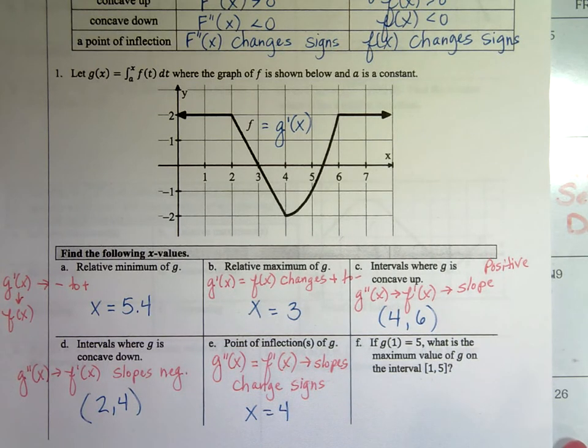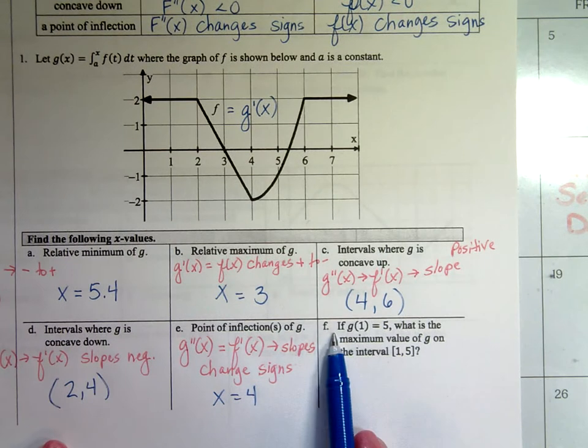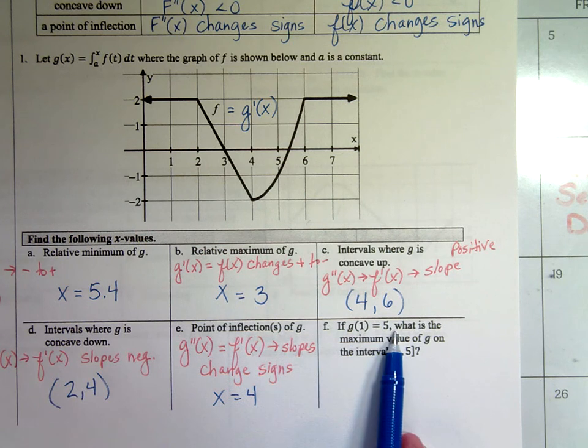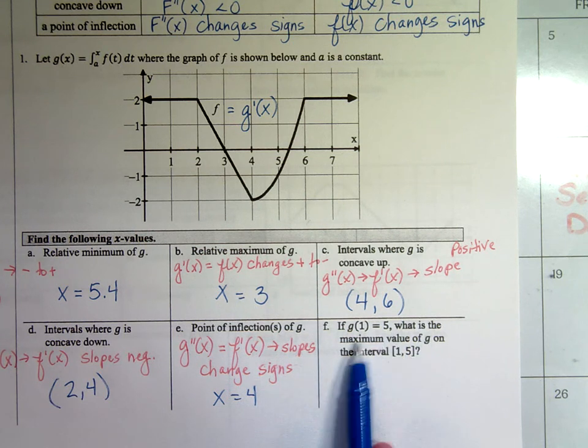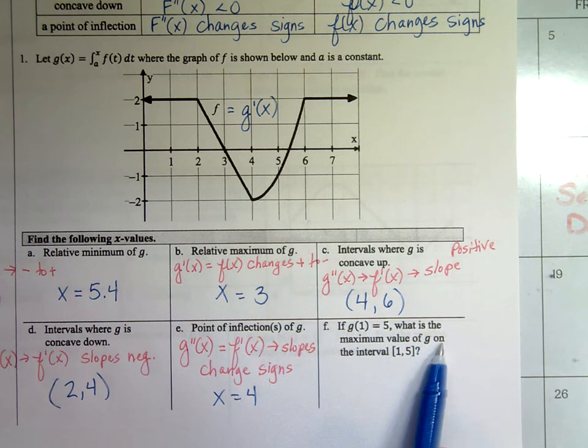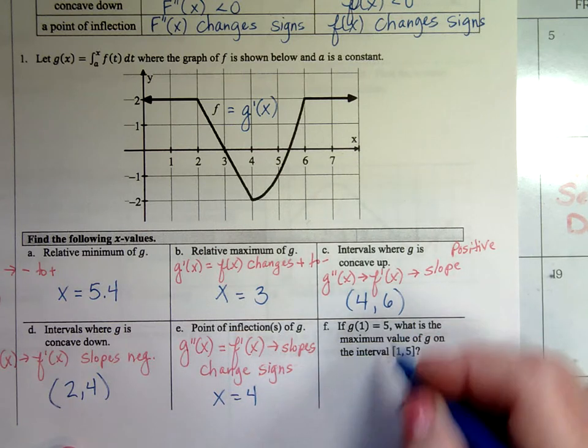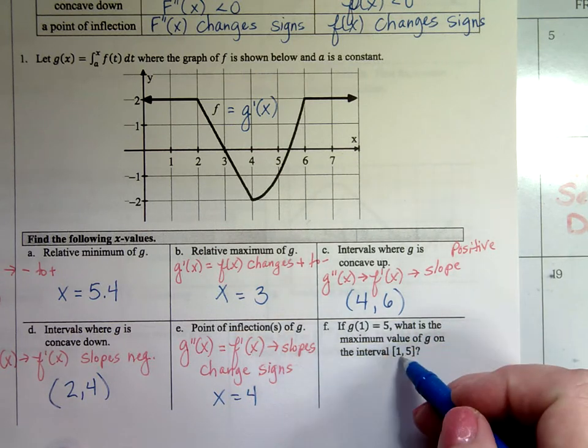Here's where it gets a little dicey. This is going to come up in several problems we're going to look at in this section. But they're giving you a location for the beginning of this. If g of 1 is 5, what is the maximum value of g on the interval from 1 to 5? Okay, so here's what I've got to do. This has a starting location. See how my interval starts at 1?